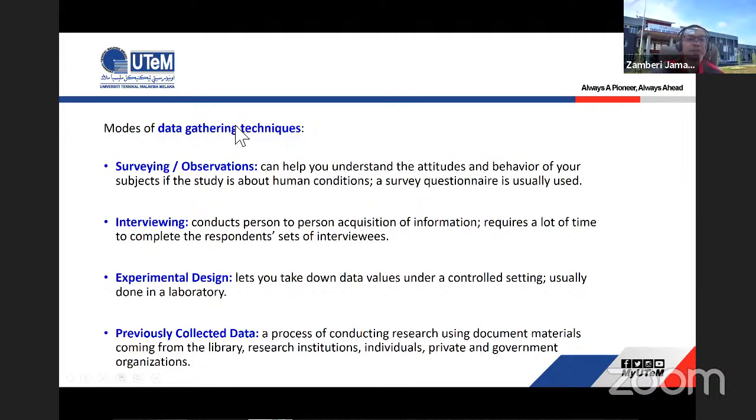There are different modes of gathering data. I will try to balance myself between engineering and non-engineering. Even in engineering, some of us do surveying, observations, and interviewing, because some of us work in management, management in manufacturing. Industrial engineering has a lot of this work.